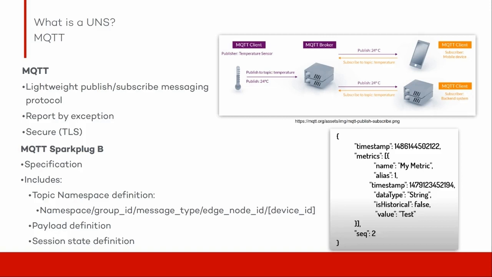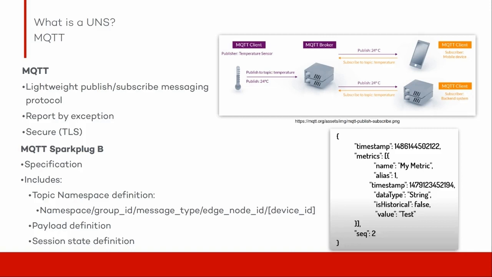MQTT is a lightweight pub-sub messaging protocol. It was invented by Arlen Nipper and some other guys back in the 1990s. It was built to be very lightweight and use as little bandwidth as possible when sending messages and sending data out. They were working with some oil pipelines that were placed outside in the middle of nowhere, and they were not connected. So basically they had to connect to these oil pipelines through satellite uplinks, and naturally that could be very expensive and not possible to be connected all the time. So they had to find a protocol that was lightweight and able to be used in these scenarios. At the time there were, I believe, no options, so they invented their own and called that MQTT.